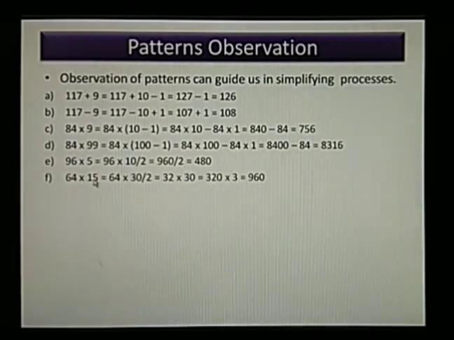Next, same thing, 15 is 30 divided by 2. Now multiplying with 30 is very easy. Just multiply 32 into 3 and just add a 0 to it. That's 320. Then again, we get the answer.